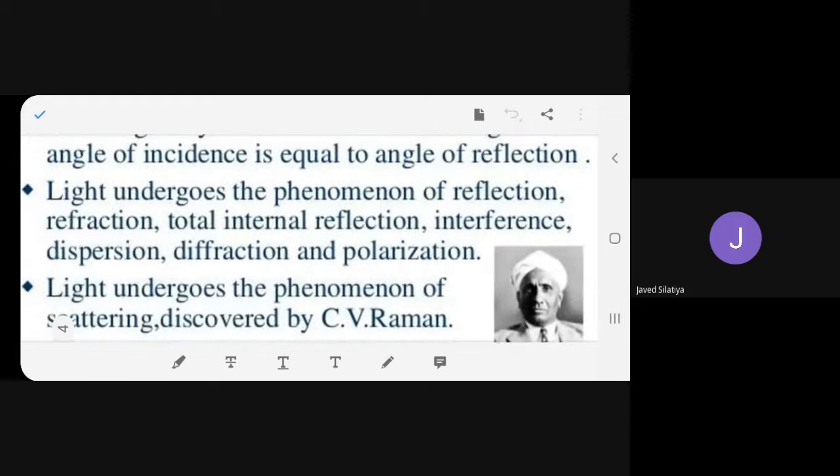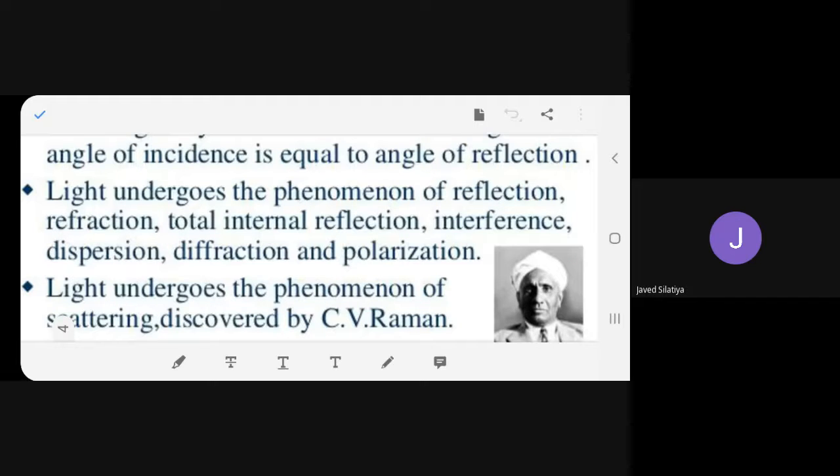Now we have lots of phenomena of light starting from reflection. Just now I showed you reflection. Then we have refraction, then total internal reflection. Just hear it, you don't have to learn anything about it. We have to learn only reflection and nothing else. Interference, dispersion, diffraction, polarization, all these are features of light. Can you imagine? I will just tell you one thing.